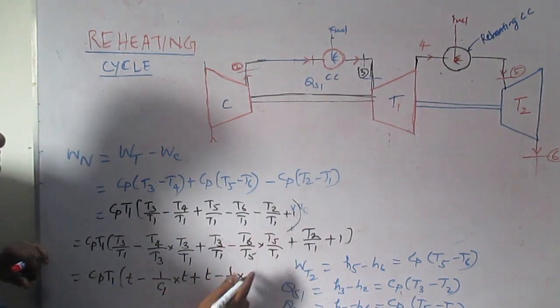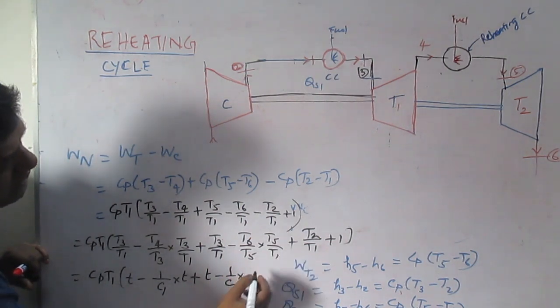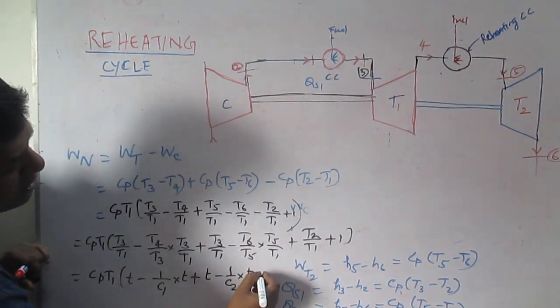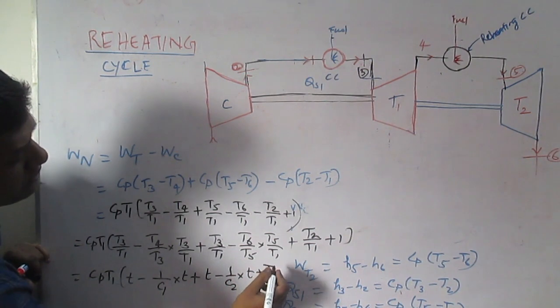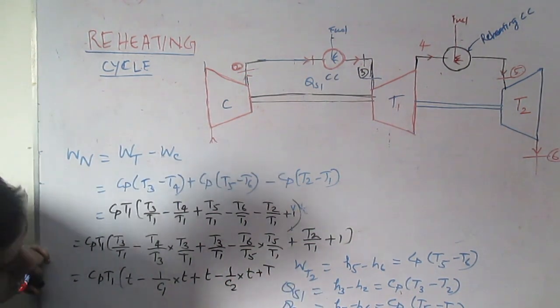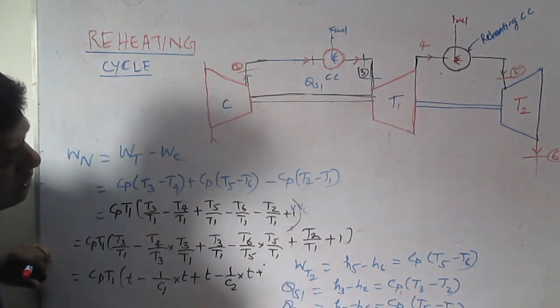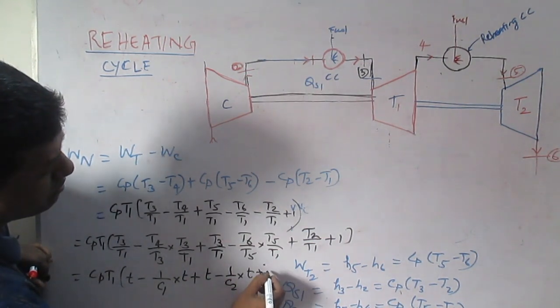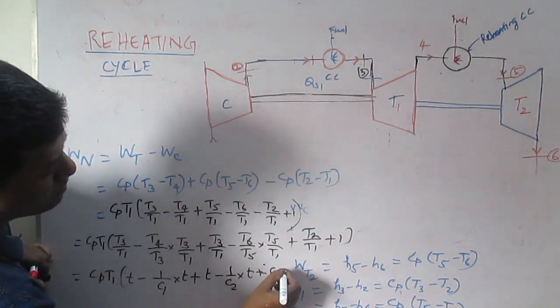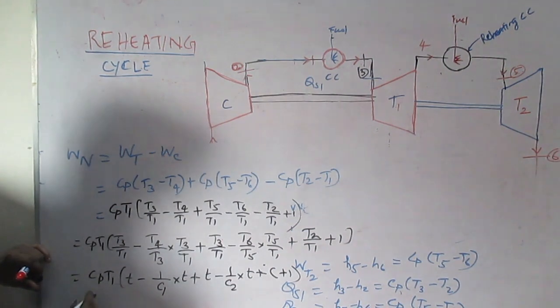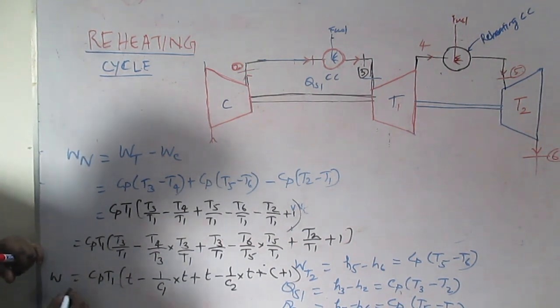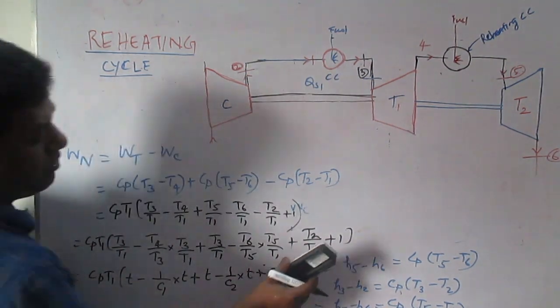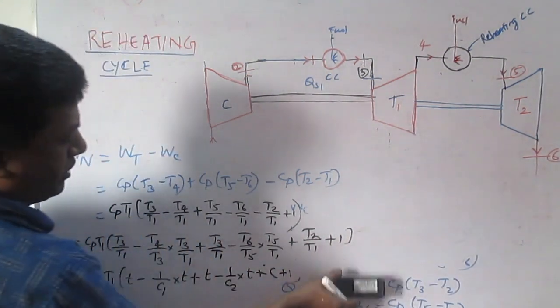T3 by T1 is nothing but T, then minus T2 by T1, nothing but C, we have seen, then plus 1. So this is what WN. Now everything we have replaced, so we have replaced this one, we have to just make it.